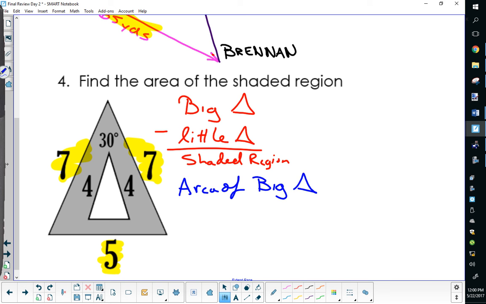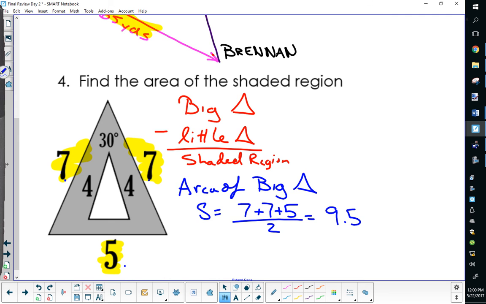Remember, to do Heron's formula, you start off by finding S. S stood for semi-perimeter, which means you're adding the three sides of your triangle up and cutting them in half. It's half of the perimeter, semi-perimeter. So 7 plus 7 is 14, plus 5 is 19. Cut that in half, and you get 9.5.